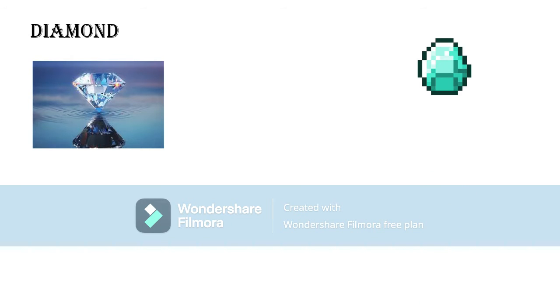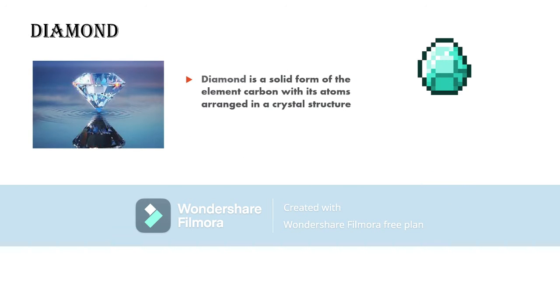The second allotrope of carbon I'm going to talk about is diamond. Diamond is a solid form of the element carbon with its atoms arranged in a crystal structure. The lattice particles in a diamond molecule are carbon atoms, and the lattice forces of diamond are strong covalent bonds.